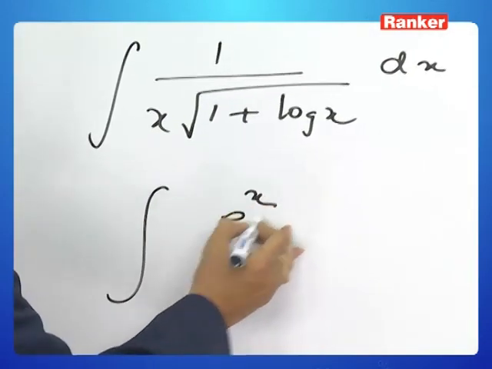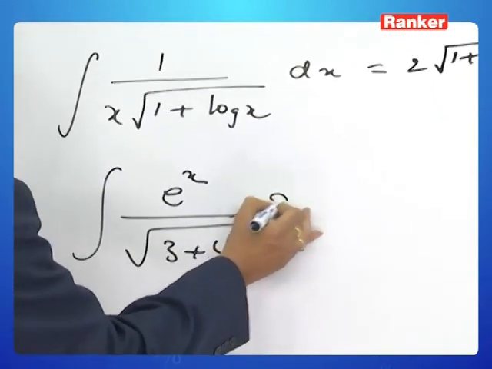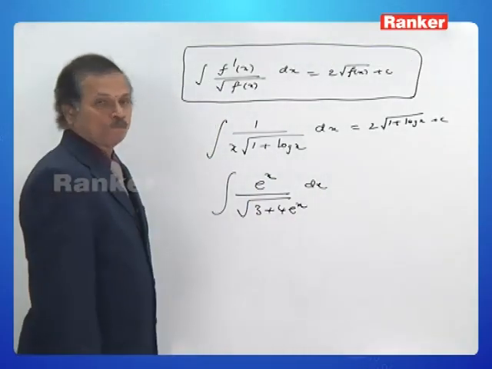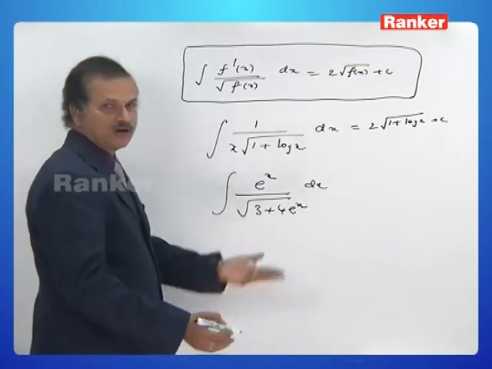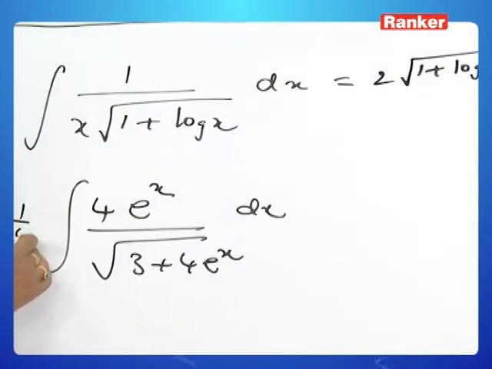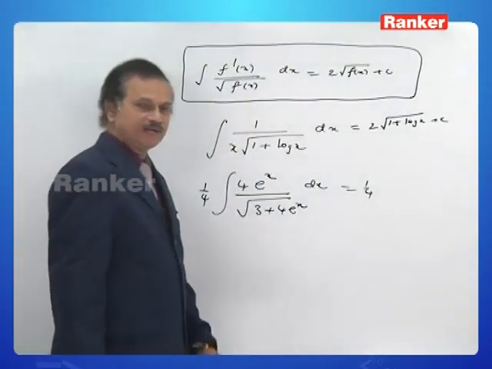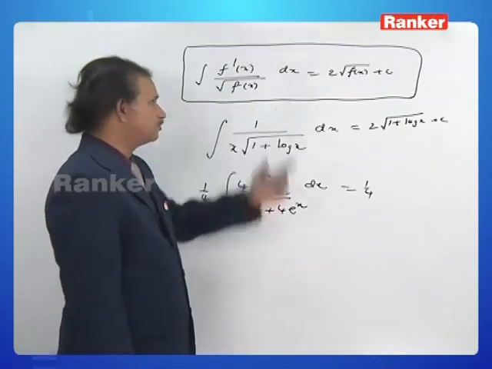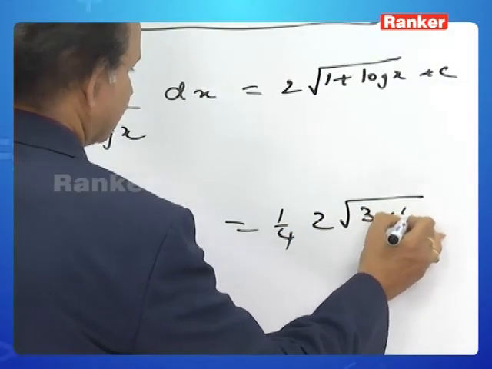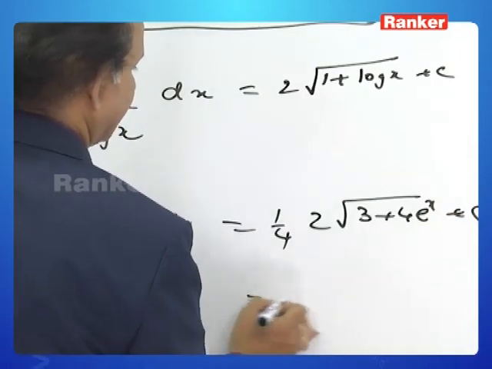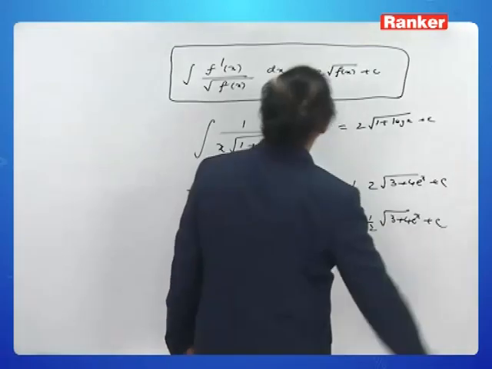One more thing. It is e power x by root of 3 plus 4 e power x dx. Come on, what is the answer? What is the derivative of 3 plus 4 e power x? 4 e power x. 4 is not there. You create, no problem at all. So it becomes 1 by 4 into f dash x by root of f of x, which is nothing but 2 root of f of x, that is 2 into root of 3 plus 4 e power x plus c. Hence it is half into root of 3 plus 4 e power x plus c.